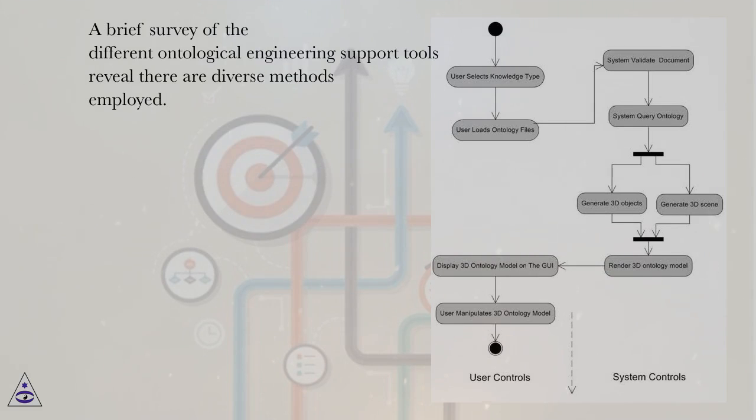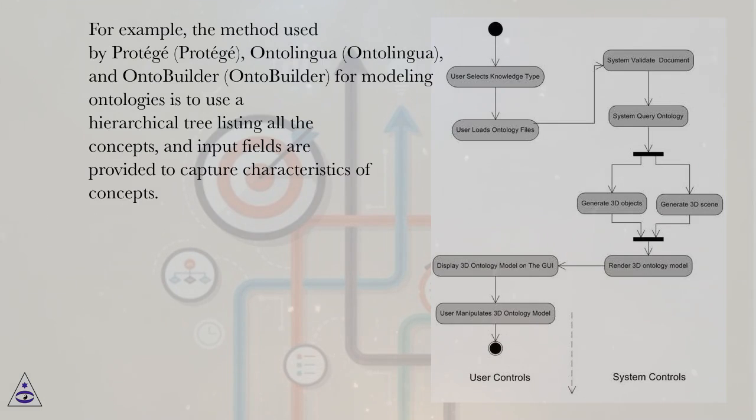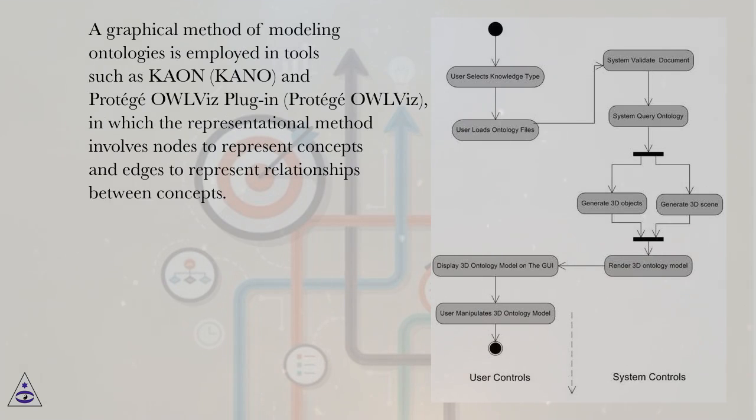A brief survey of the different ontological engineering support tools reveals there are diverse methods employed. For example, the method used by Protégé, Ontolingua, and OntoBuilder for modeling ontologies is to use a hierarchical tree listing all the concepts, and input fields are provided to capture characteristics of concepts. A graphical method of modeling ontologies is employed in tools such as K-ON, KNO, and the Protégé Alvas plugin, in which the representational method involves nodes to represent concepts and edges to represent relationships between concepts.